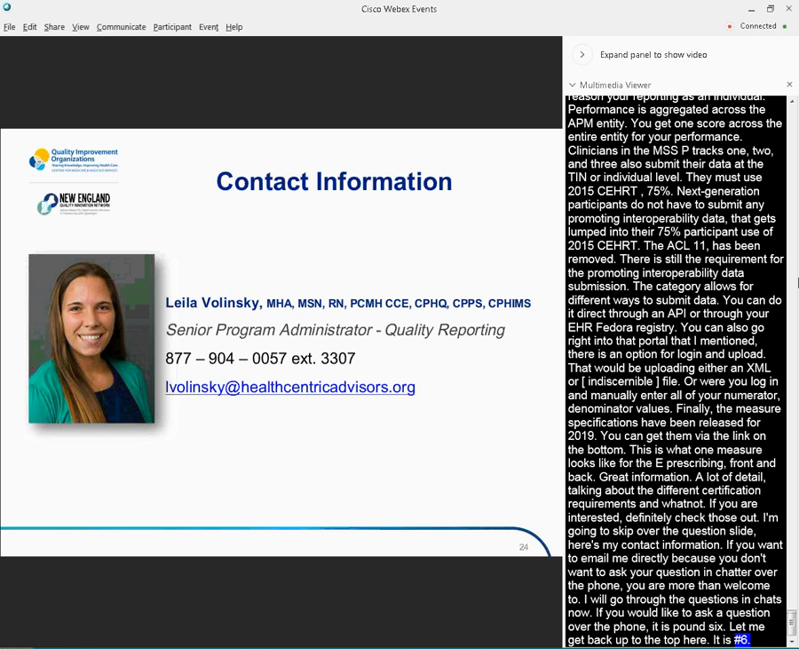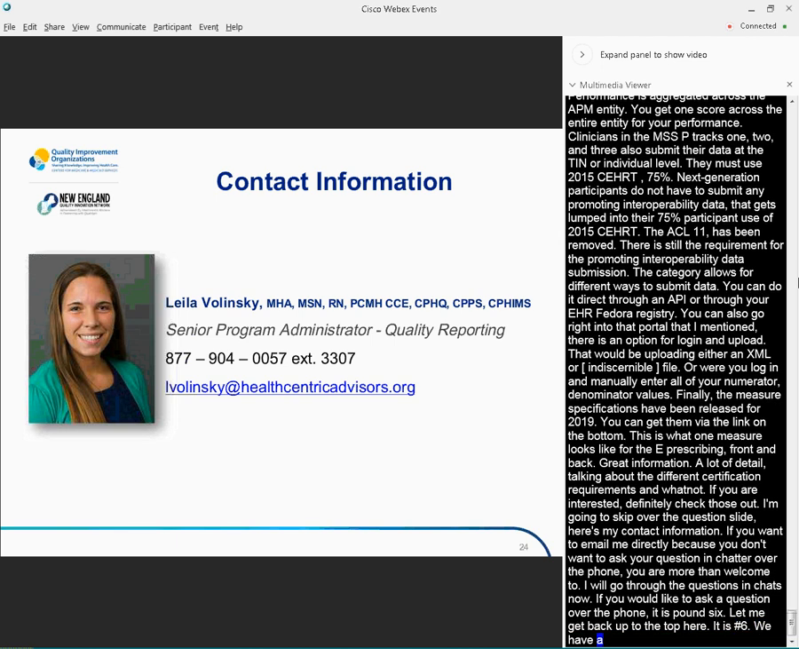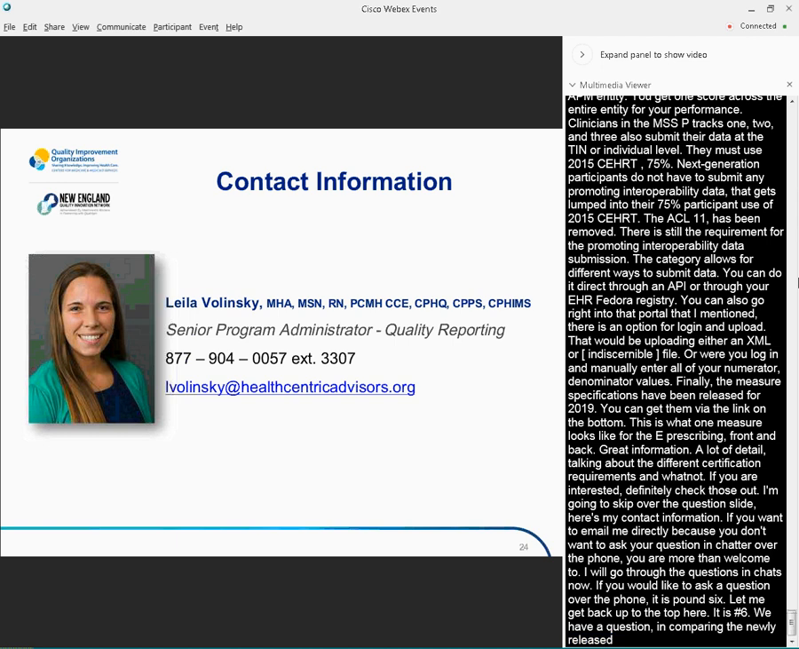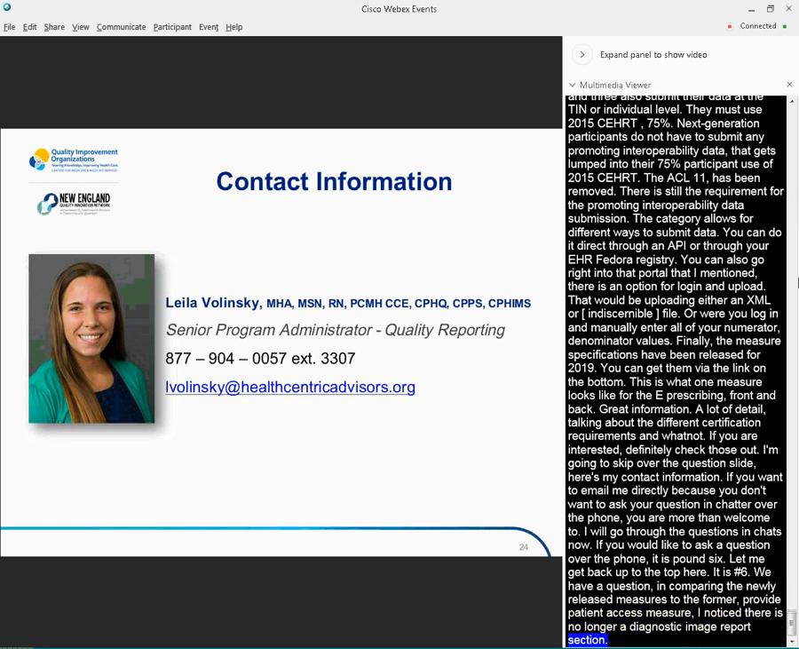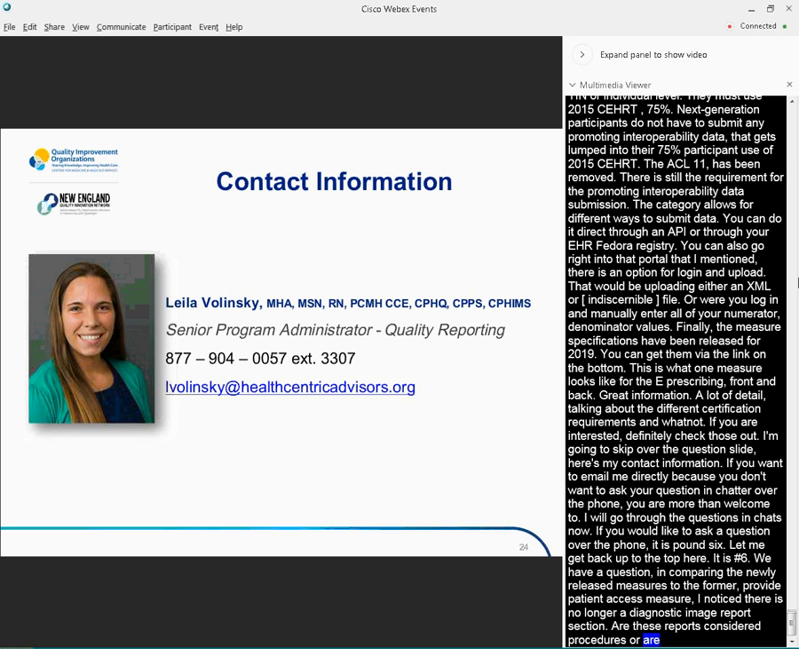Okay, so we have a question. In comparing the newly released Provide Patient Electronic Access to the Health Information measure to the former Provide Patient Access measure, I noticed that there is no longer a diagnostic image report section. Are these reports considered procedures, or are we no longer required to push diagnostic image reports on our patient portal?